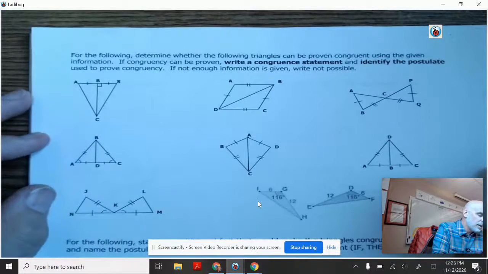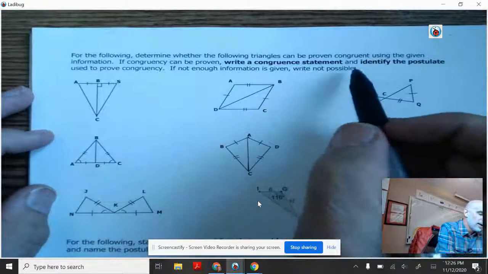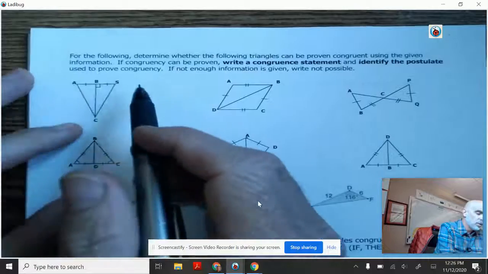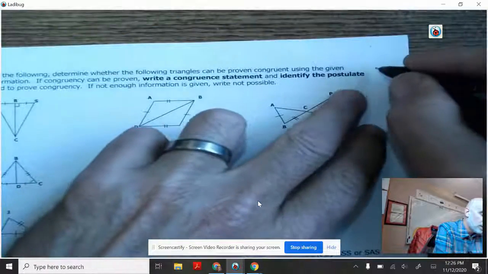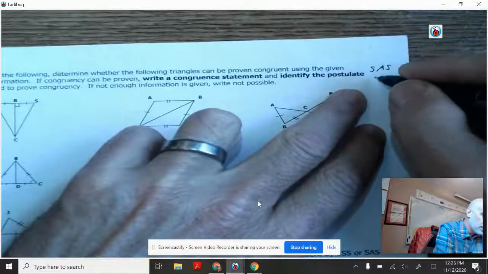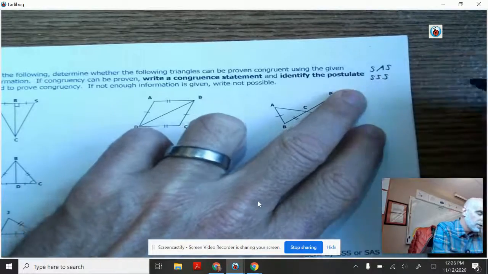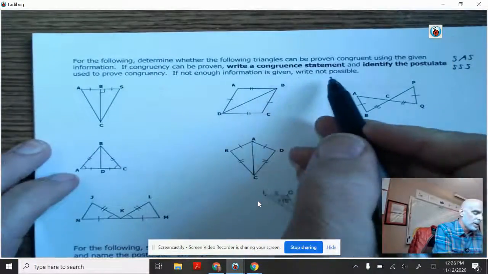If congruency can be proven, write a congruence statement and identify the postulate used to prove congruency. So remember, the only two that we know right now are side-angle-side and side-side-side. Or the answer could be none or not possible.